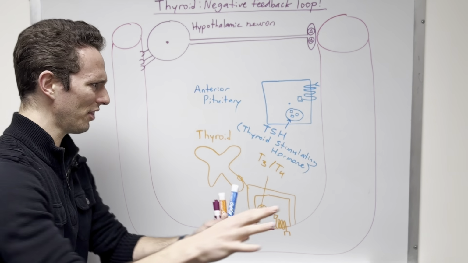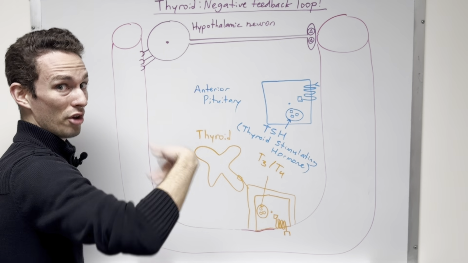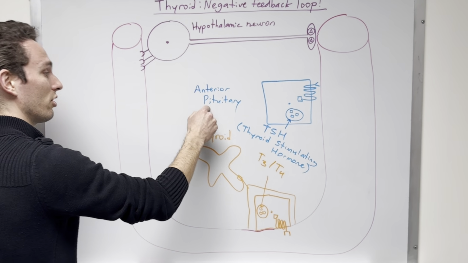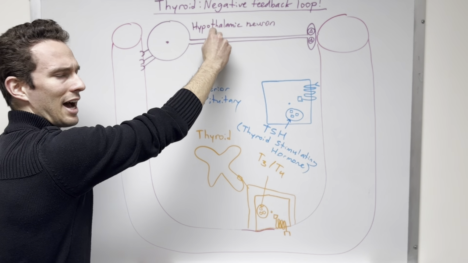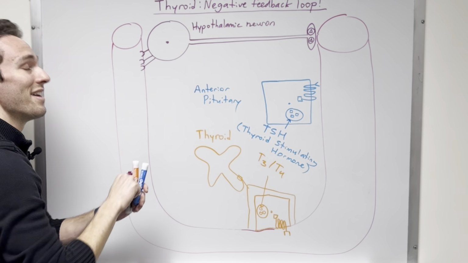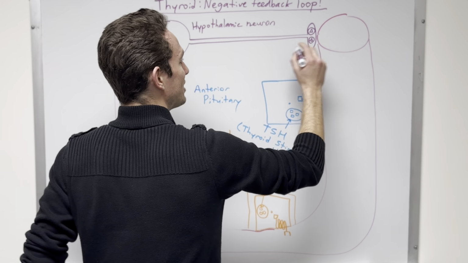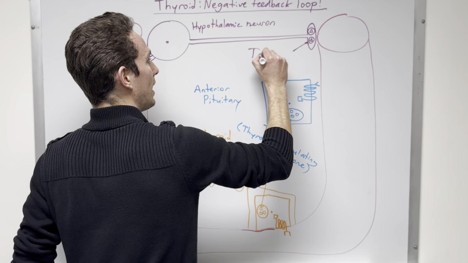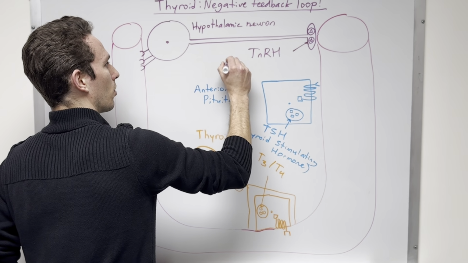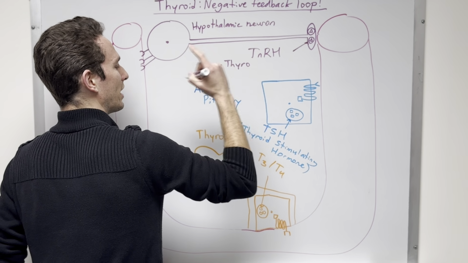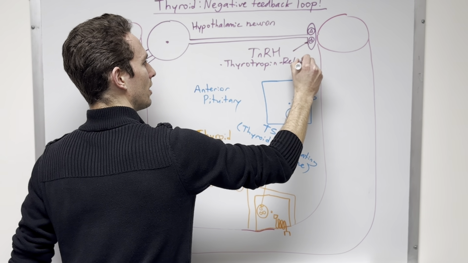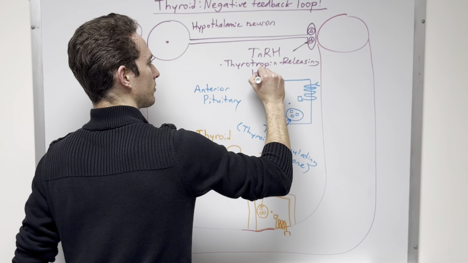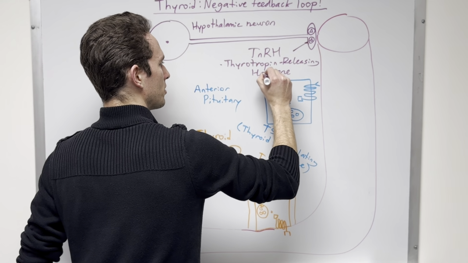But what's interesting about that is that the anterior pituitary also needs a trigger, and its trigger is going to come from hypothalamic neurons, so neurons originating in the hypothalamus, releasing another hormone called TRH. That stands for thyrotropin, I'll break the word down in a second, thyrotropin-releasing hormone.